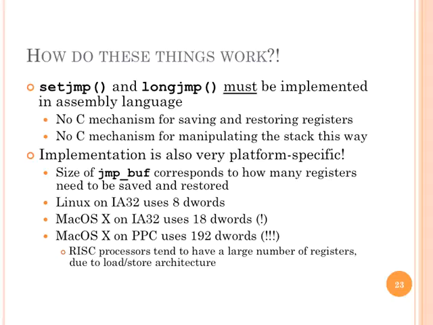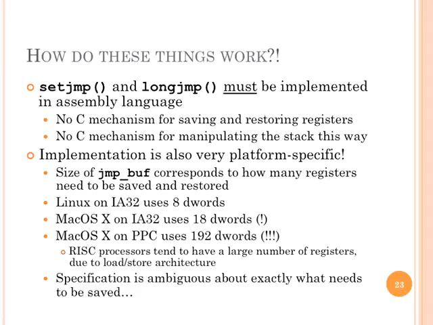OS X uses 18 D words. So it's going to be saving things like SIMD, floating point registers. You saw that we could have floating point computations going on, so we need to save the floating point registers as well. On PowerPC, which nobody really runs OS X on anymore, that was long, long ago, that uses 192 D words for its jump buffer. So since the specification is ambiguous, you end up with implementations that are very platform specific and OS specific.